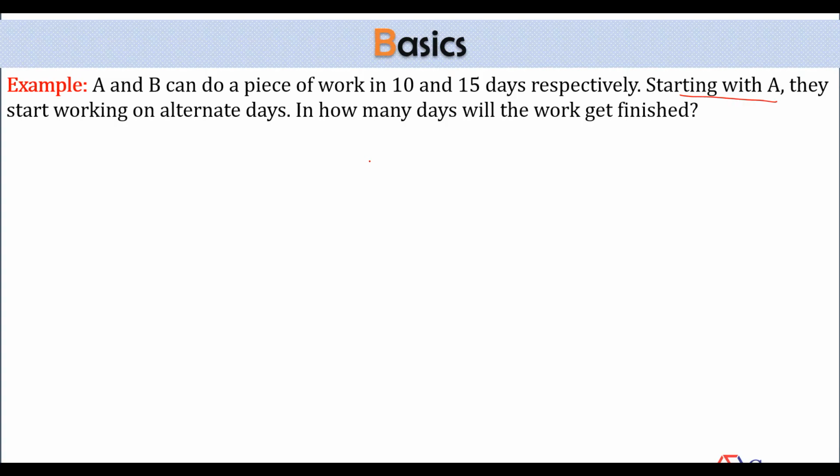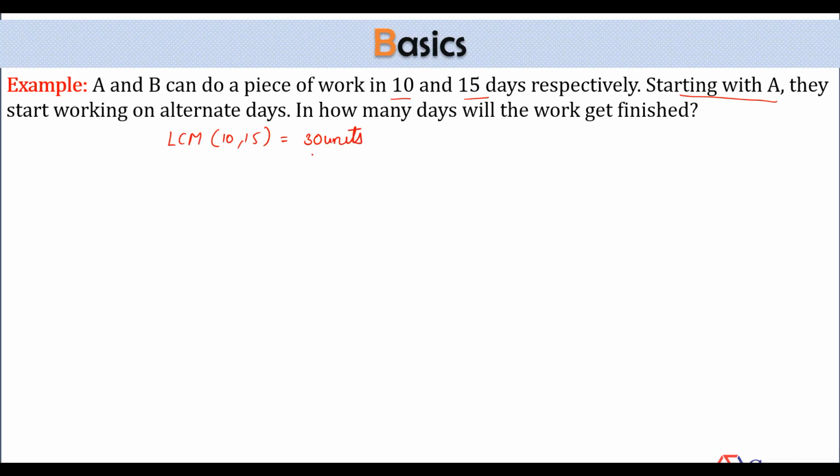Now, let's try to understand the logic here. It's better to use the second method in these types of questions. Let's see what happens here. A can do a piece of work in 10 days, while B can do it in 15 days. So let's assume that the total work is the LCM of 10 and 15. That comes out to be 30 units.